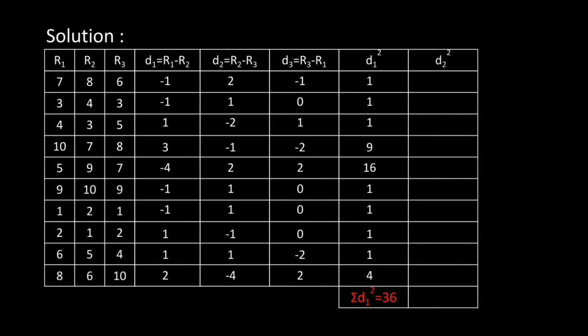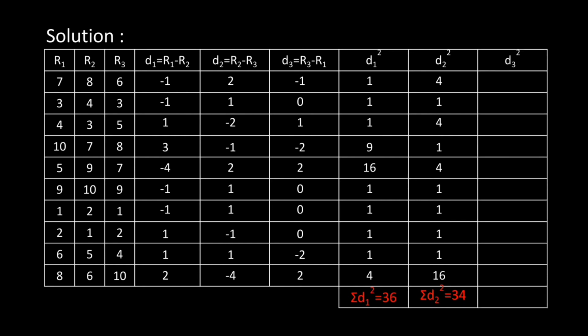Next you have to move for D2 square. So here D2 is, it is given here 2 square, that is 4. 1 square, that is 1. Minus 2 square is 4. Minus 1 square is 1. 2 square is 4. 1 square is 1. 1 square is 1. Minus 1 square is 1. 1 square is 1. Minus 4 square is 16. Now you have to find out the total here, summation of D2 square, that is here we'll get the total is 34.